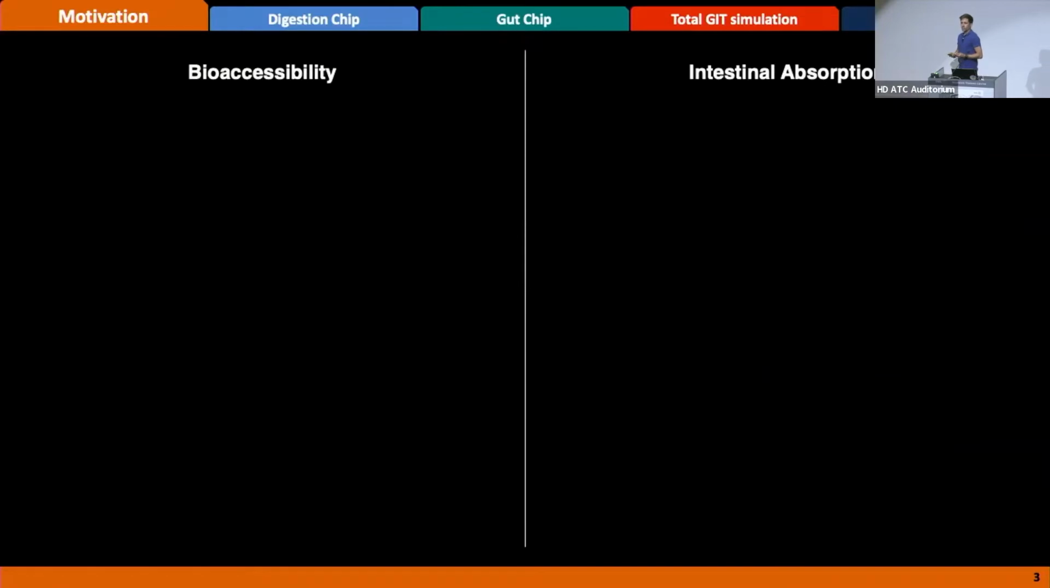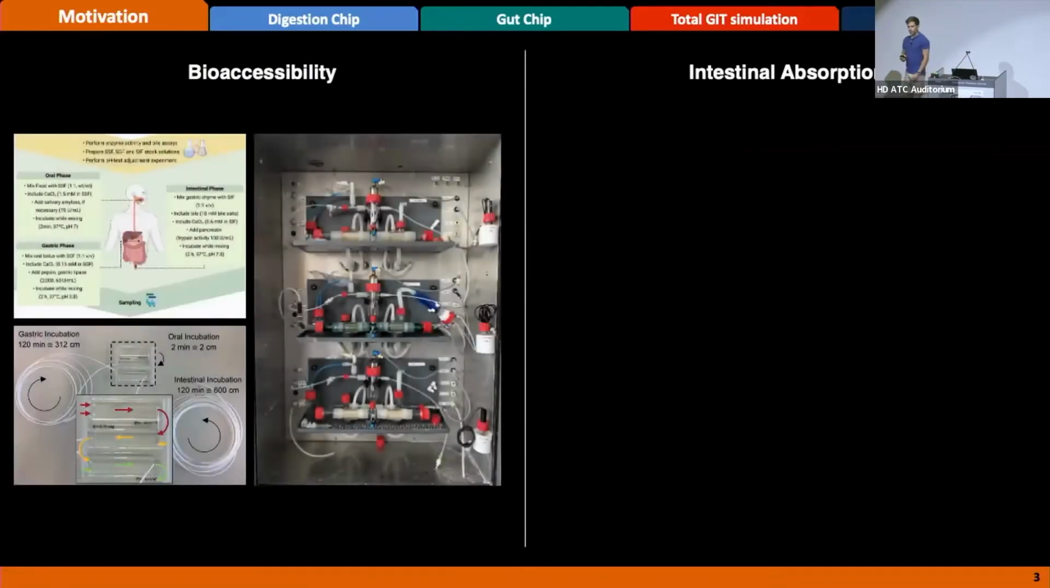Now, to do this, there is an array of methods, and some of them are very simple, like benchtop protocols, where you just mix your sample with a bunch of reagents and you let it incubate for a few hours. And there are other more complex methods, like the one on the right here. This, I can tell you, is pretty much the size of a human being, so it's quite huge. They do offer more physiological relevance, but they're very bulky and they use a lot of sample.